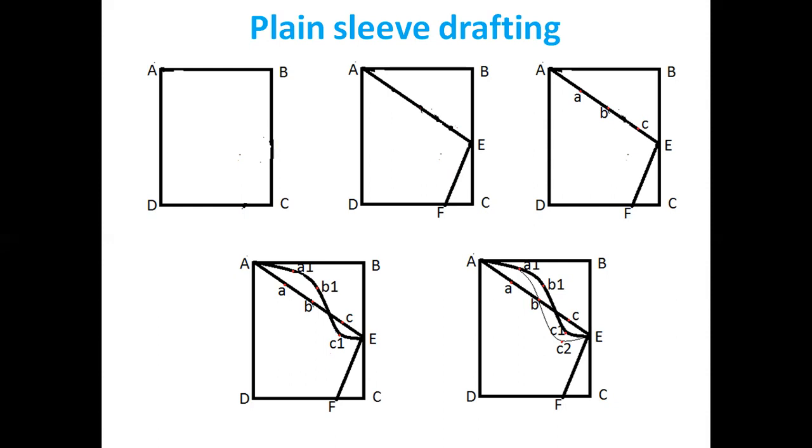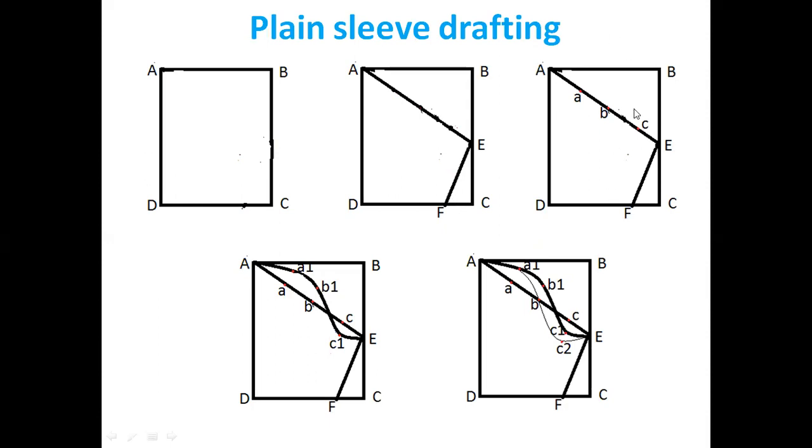You have to divide it with 2. So it is of lower arm circumference. Don't forget friends, it is DFS of lower arm circumference. Then you have to add 1 by 4 inch with that. So this is step 2. Then you have to join A with E. Then finally you have to join E with F. Then we will be moving on to step 3.